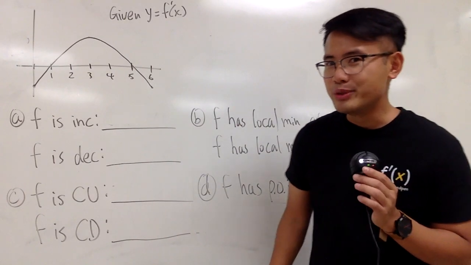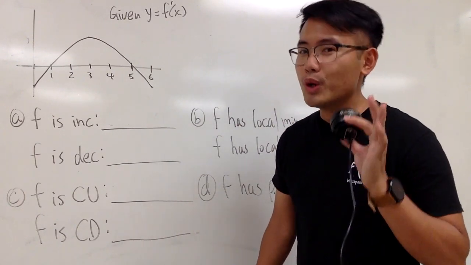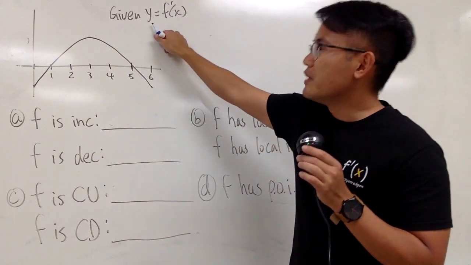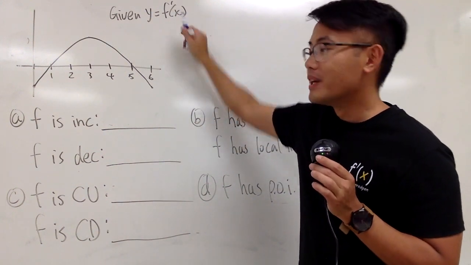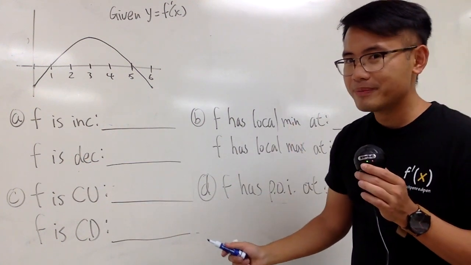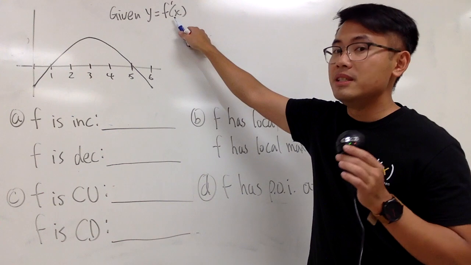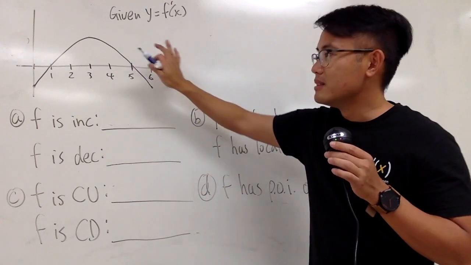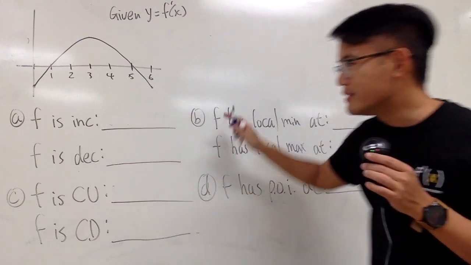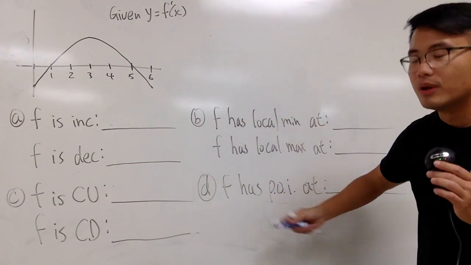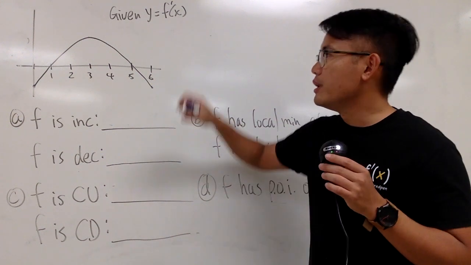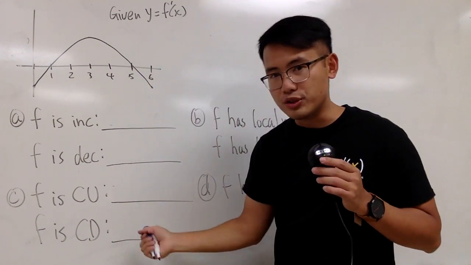Okay, this is a classic tricky question, but don't worry, we'll do it together. The reason why this is tricky is because we are given a graph of the derivative, but all of the questions are asking us about the original. Once again, this right here is the derivative, right? This represents the graph of the derivative, but all of the questions are asking us about the original. So we really have to remember the connection between the derivative and the original.